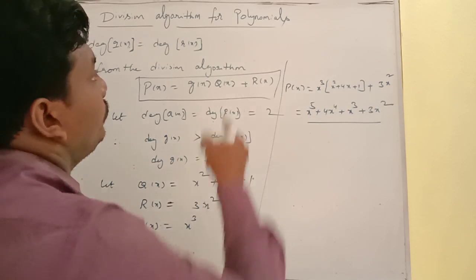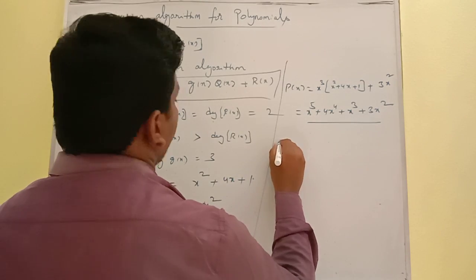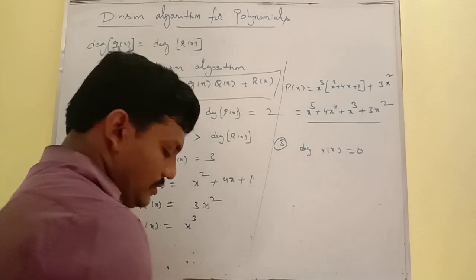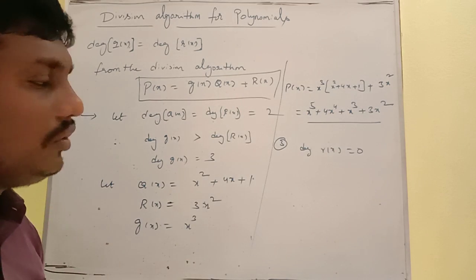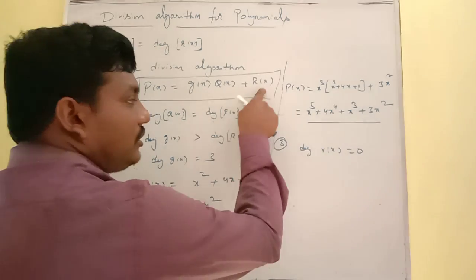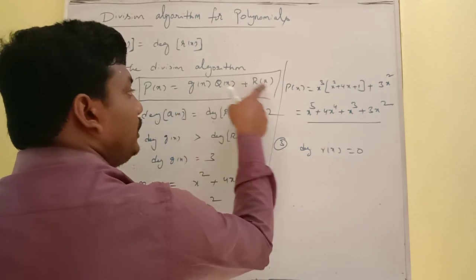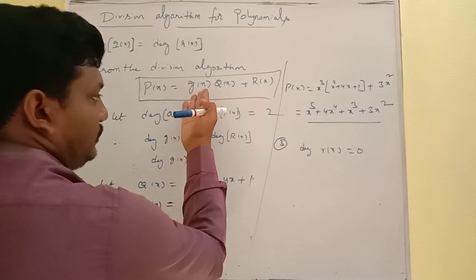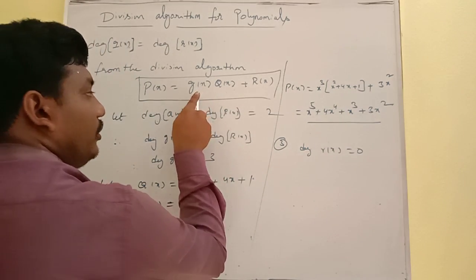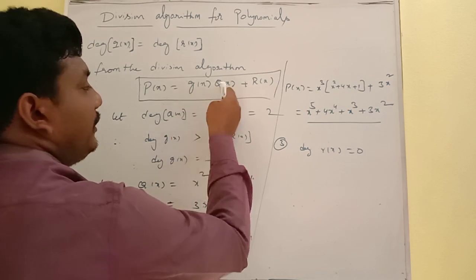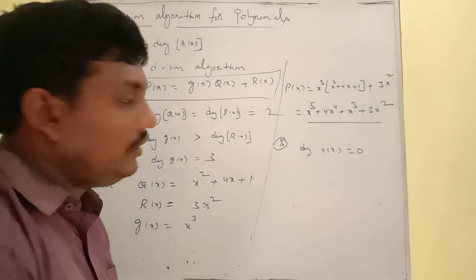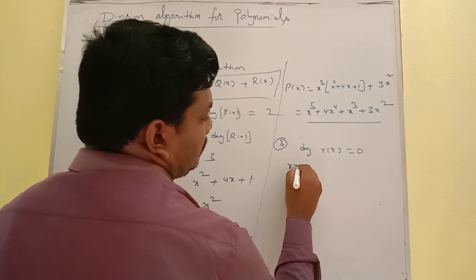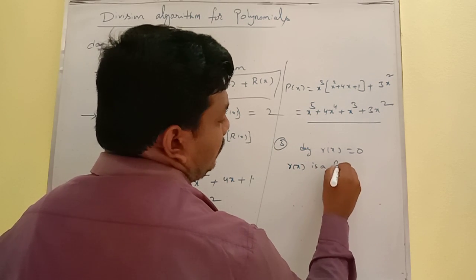So next, you try the next problem. The third problem is degree of r of x is equal to 0. Once you consider the degree of r of x is 0, that is a constant. If r of x is constant, what do we conclude? Anything more than constant is one variable or x square or whatever polynomial we are considering here. So for any polynomial we take, we have to consider g of x and q of x. Q of x also you can take one example. So I have taken r of x as a constant.